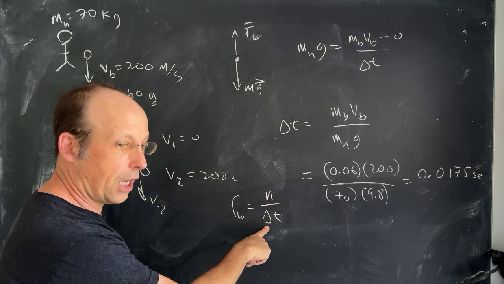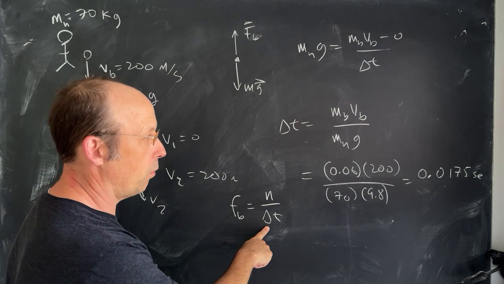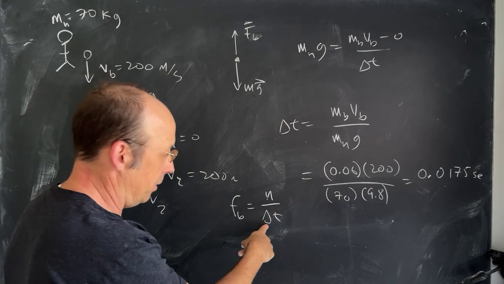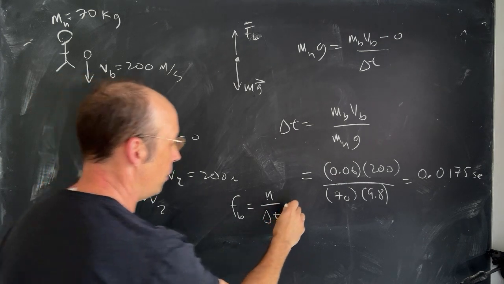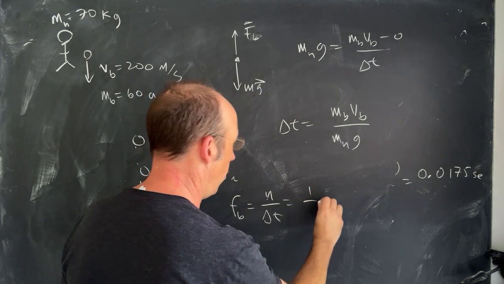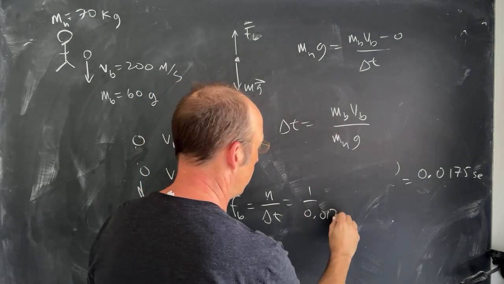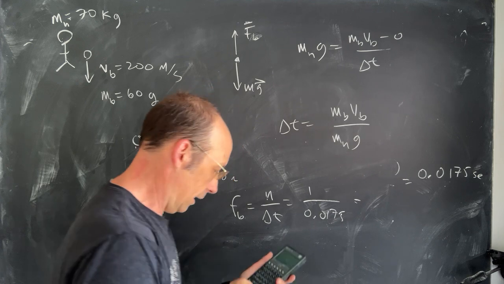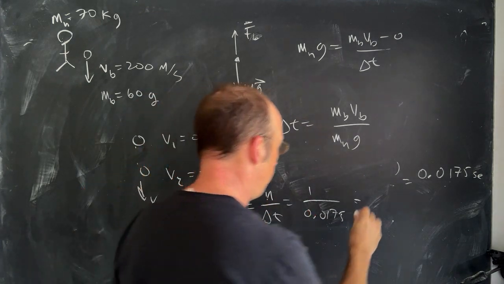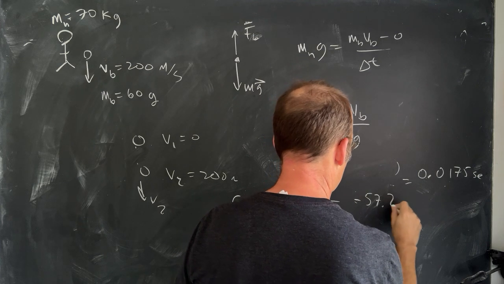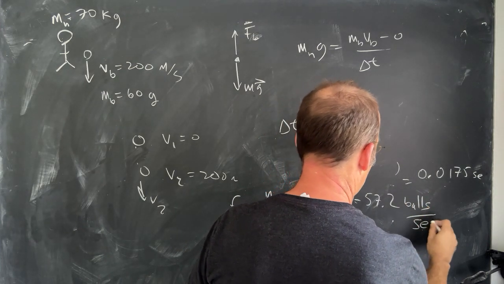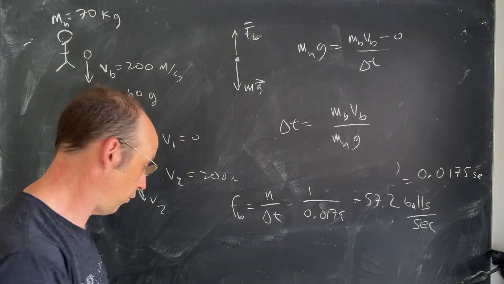So let's do a time interval of 0.0175 seconds, and n is 1, and this will give us the frequency. So this frequency is going to be equal to 1 over 0.0175. I can just take 1 over that. There is a 1 over button right there. And I get 57.2. And that's going to be balls per second. So that's how fast I would have to throw the balls down.